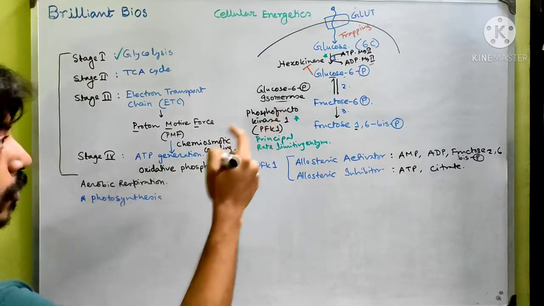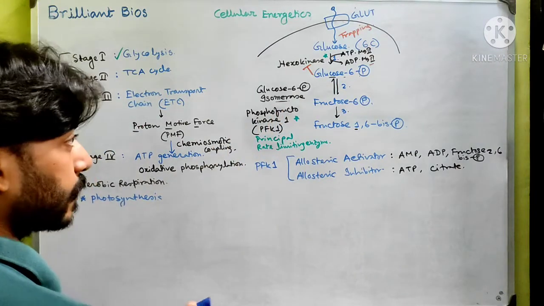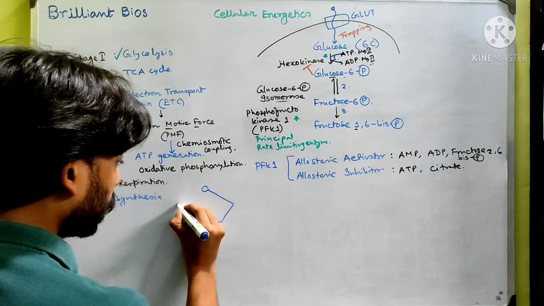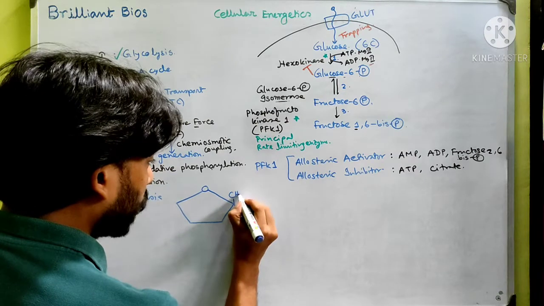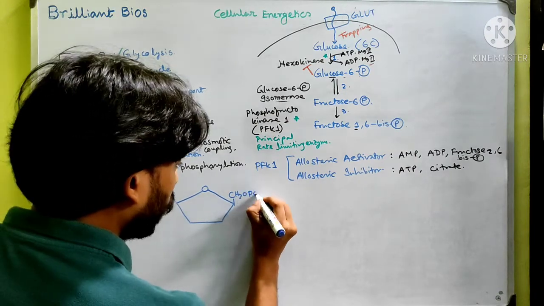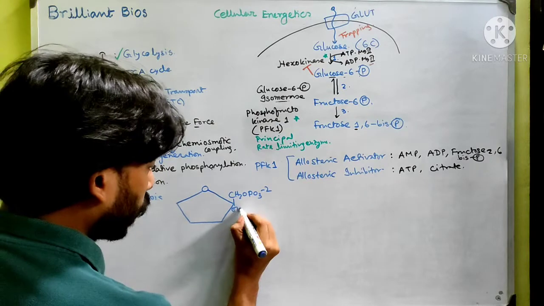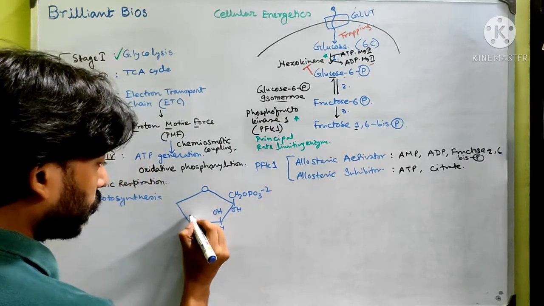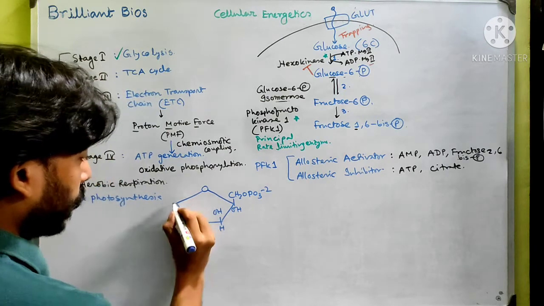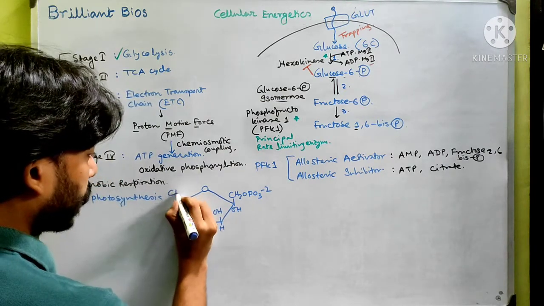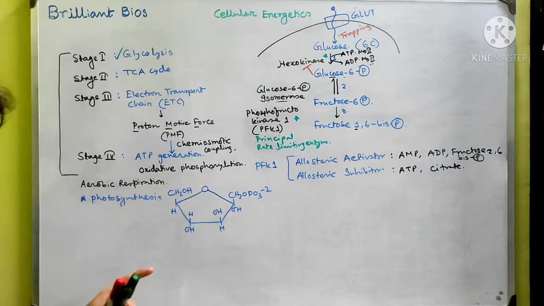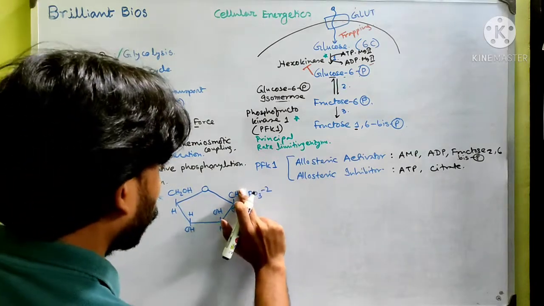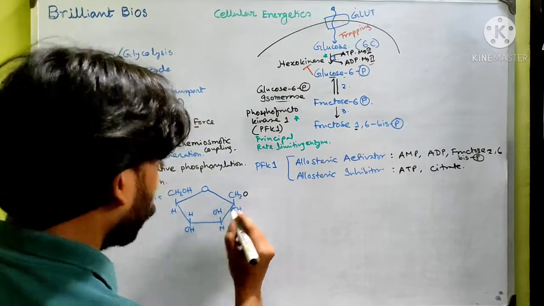Let me draw the structure of fructose, then you can understand. So the fructose 6-phosphate looks like this. Here CH2O PO3 minus 2, then OH, then here OH H. This is actually opposite. Then it is H OH. Then there will be H, and there is a CH2OH. You can see here, this is called fructose 6-phosphate. Sorry. Here will be the CH2OH.